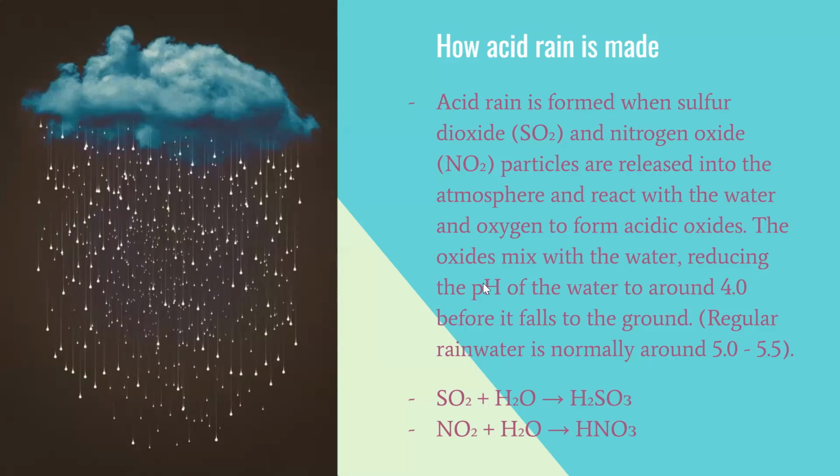Okay, so here's just a little bit of information around acid rain. So acid rain is formed when sulfur dioxide and nitrogen oxide particles are released into the atmosphere and react with water and oxygen to form acidic oxides. The oxides mix with water, reducing the pH of water to around 4. So regularly, rainwater is around pH 5 to 5.5, which is acidic, but acid rain has a pH of around 4, so it has a higher acidity.